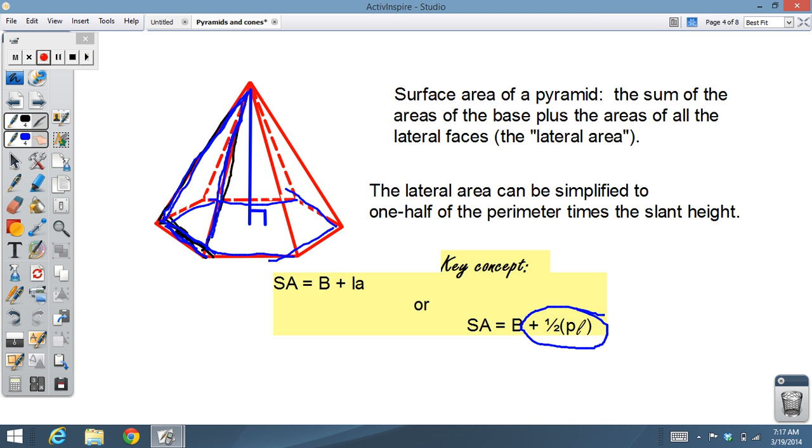Okay, so once again, let's throw a slant height up there. That green line represents the slant height, L, and our formula has now become that the surface area for any pyramid is going to be the area of the base plus the lateral area, which is 1/2 of the perimeter of the base times the slant height.